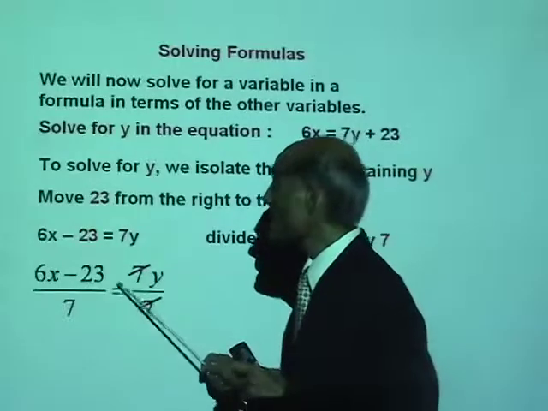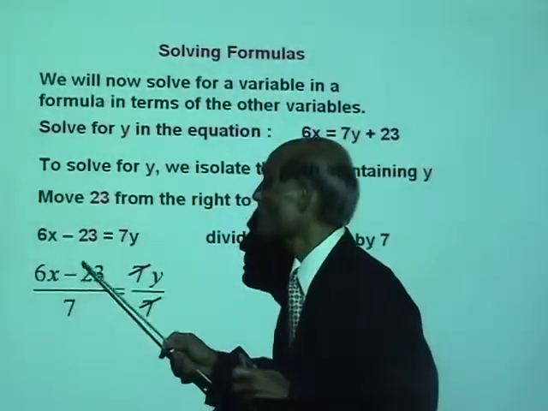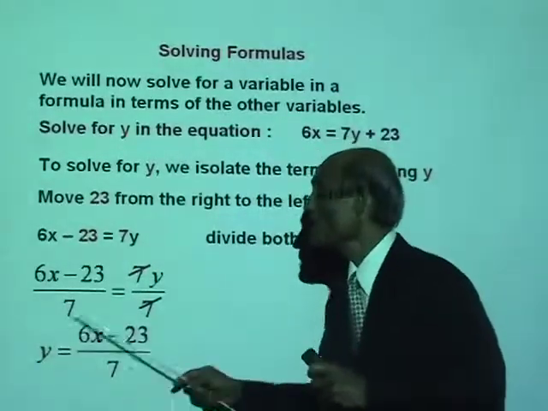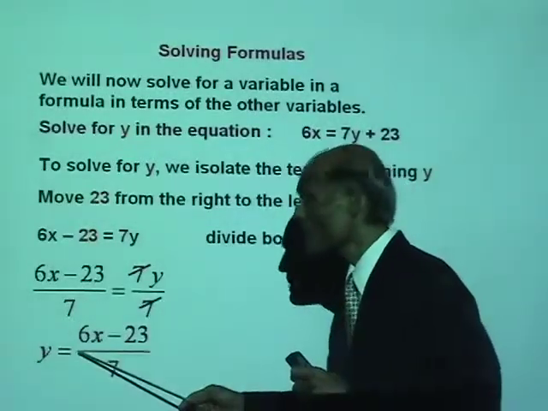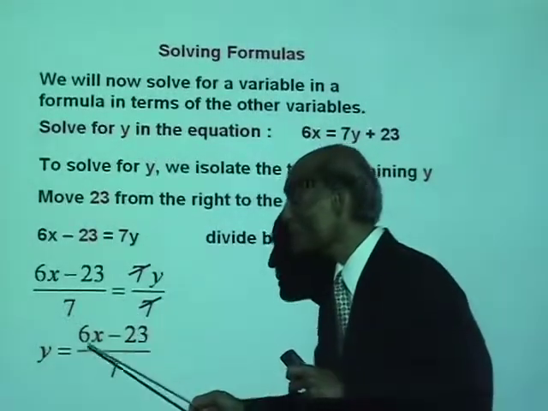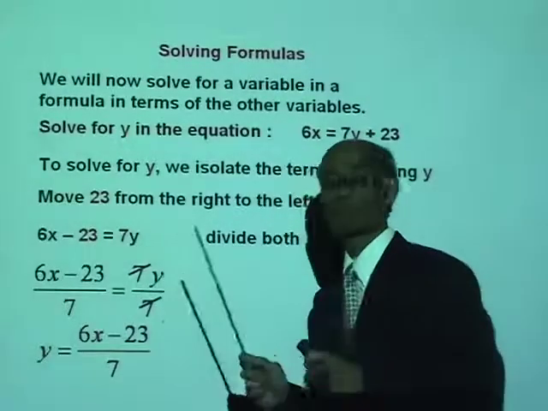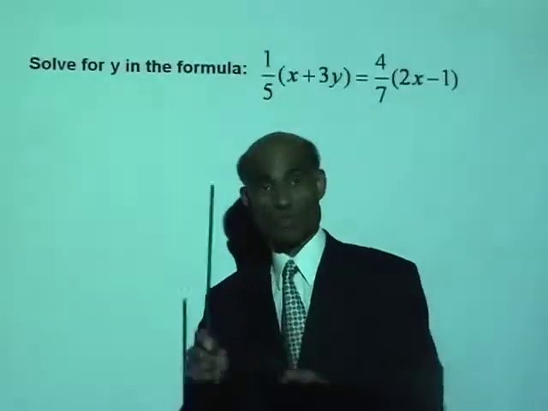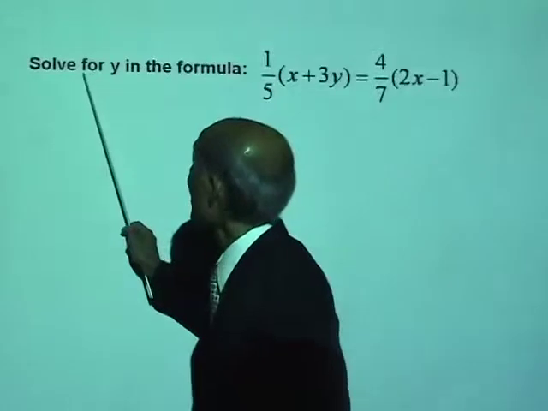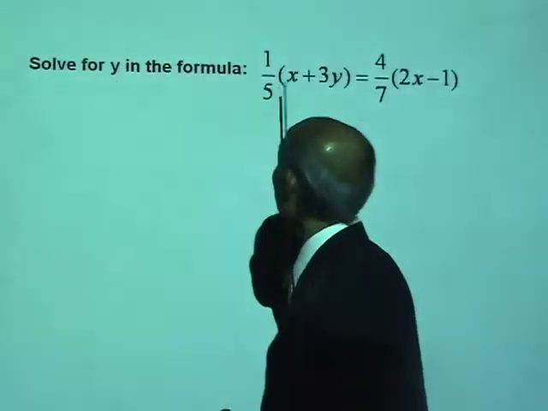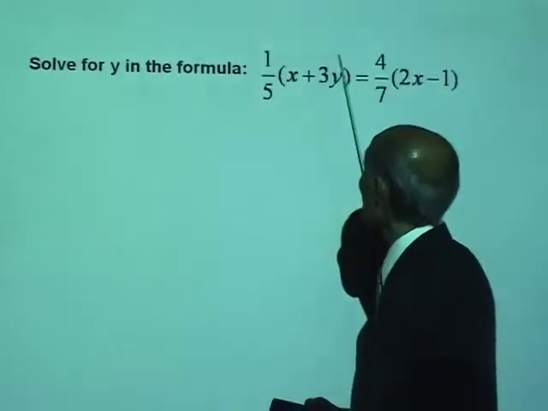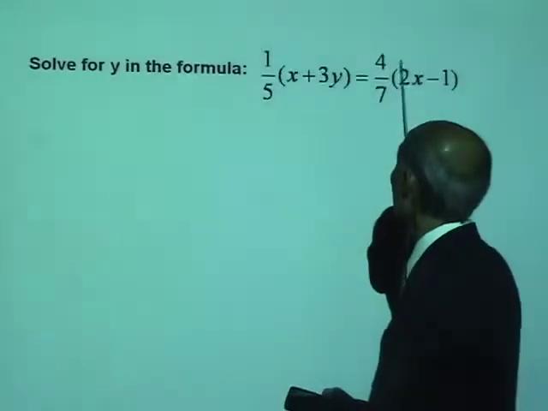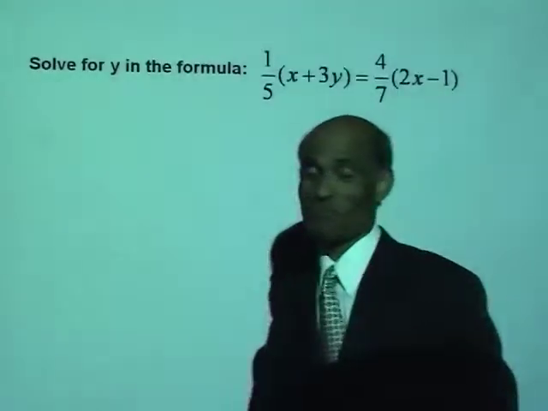Look at this. Y equal to 6x minus 23 all over 7. There you are. Y equal to 6x minus 23. Look at the way I read it. 6x minus 23 all over 7. It's the whole quantity divided by 7. Okay? Let's do another one. Solve for y in the formula: 1 over 5 in parenthesis, x plus 3y equal to 4 over 7 in parenthesis, 2x minus 1.